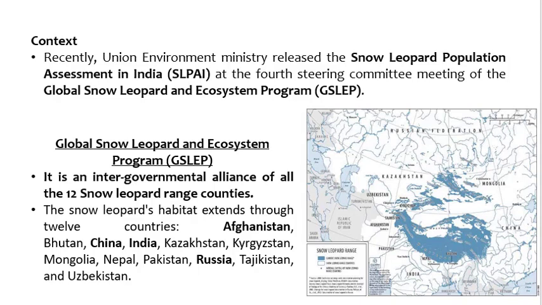It is an intergovernmental alliance of all the 12 snow leopard range countries. The snow leopard's habitat extends through 12 countries. They are Afghanistan, Bhutan, China, India, Kazakhstan, Kyrgyzstan, Mongolia, Nepal, Pakistan, Russia, Tajikistan, and Uzbekistan. So, the Global Snow Leopard and Ecosystem Program is an intergovernmental alliance of all the 12 snow leopard range countries.